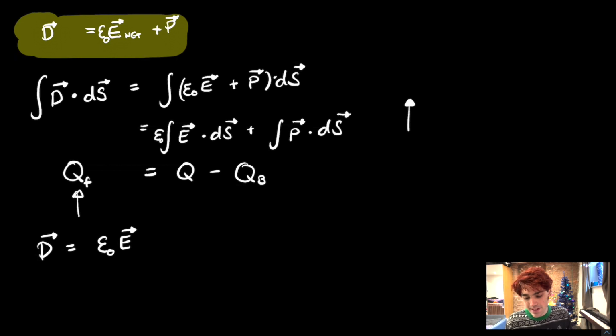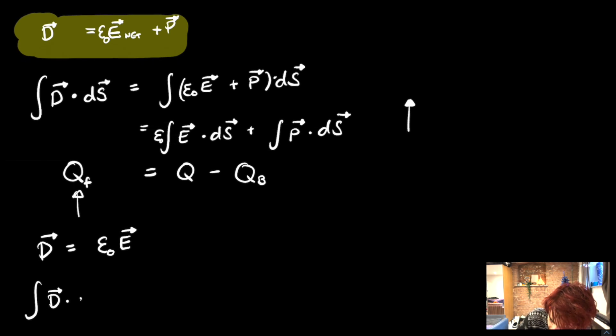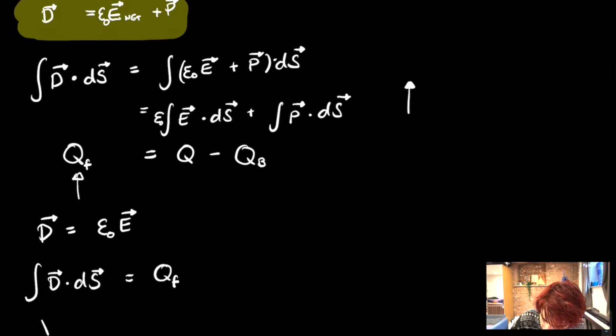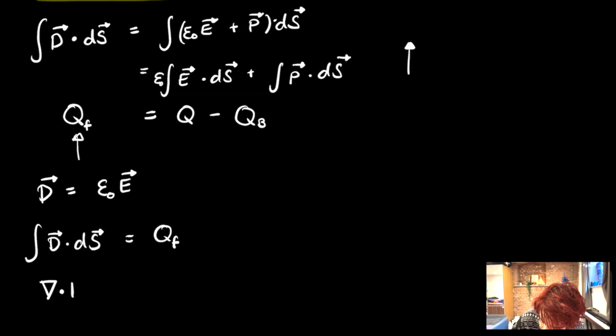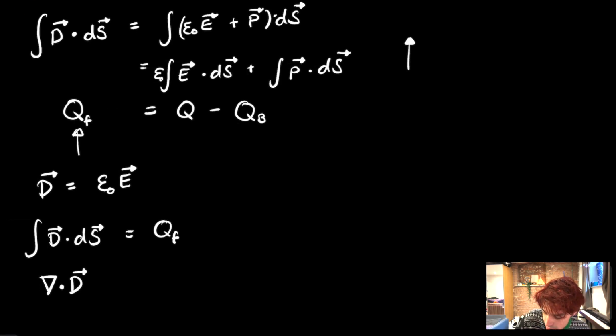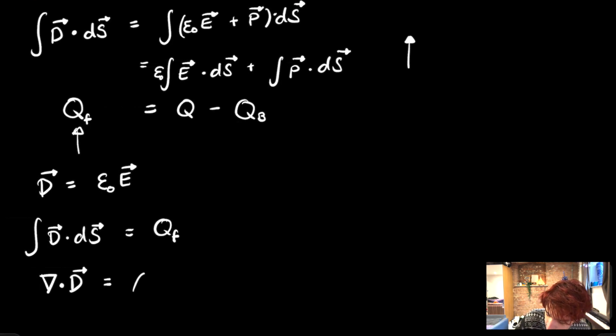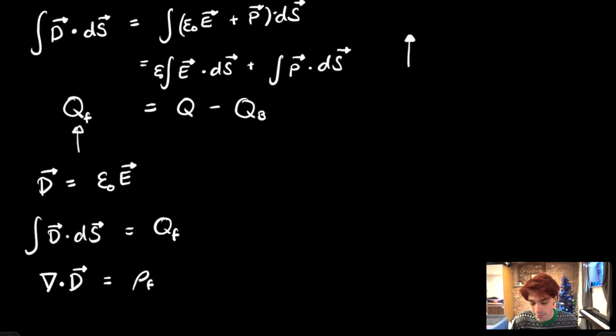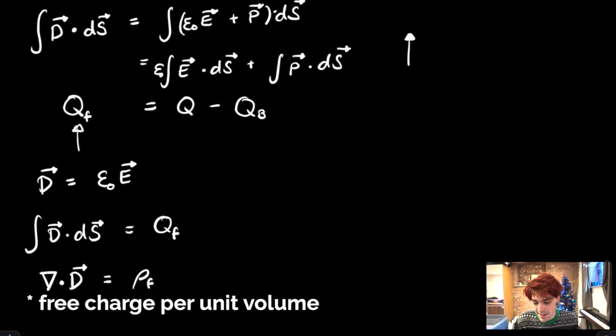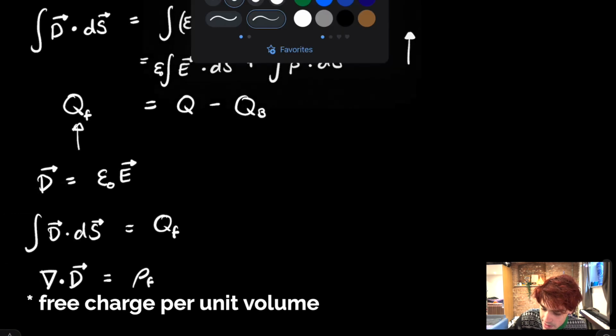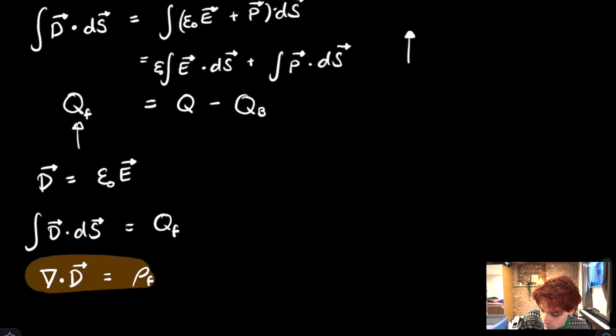And similarly to Gauss's law before, we can in fact express this equation right here, that the integral of D dot dS is equal to the free charge. We can express that in differential form by writing that the divergence of the D field, the electric displacement field, is simply equal to the free charge density, which is equal to the free charge density per unit volume. So this is a very important relation right here.